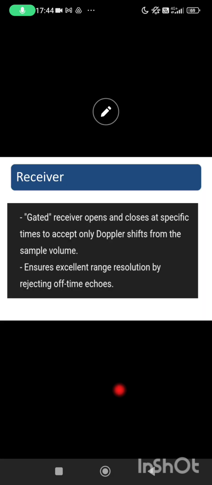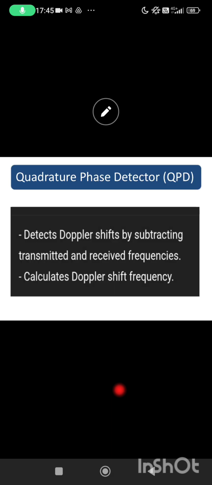Okay, very good. Tasveen. Okay, so what the receiver does is it has a gate. So now the gate actually is selective. It opens and closes at a specific time to accept that specific Doppler shift that is coming from the sample volume. Alright, so therefore, due to this, there's not much noise and excellent range resolution because it rejects the timing codes. Okay, very good.